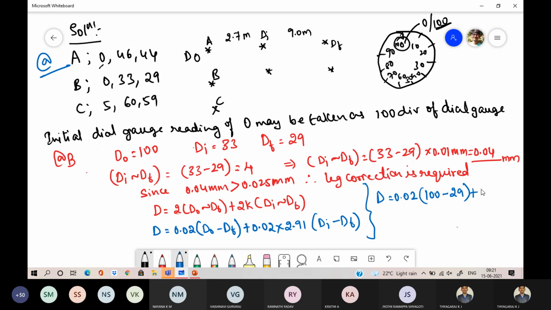2.91 into 0.02, that is 0.0582. 0.0582 into DI minus DF, that is 33 minus 29. Calculate how much you are going to get, the final D value. Calculate the D value at point B.